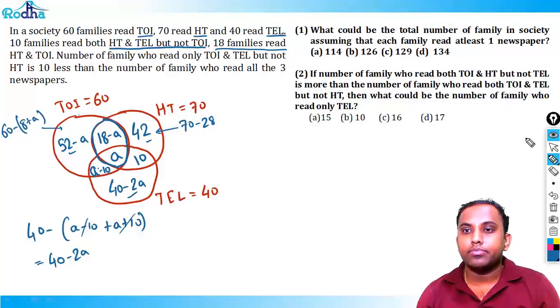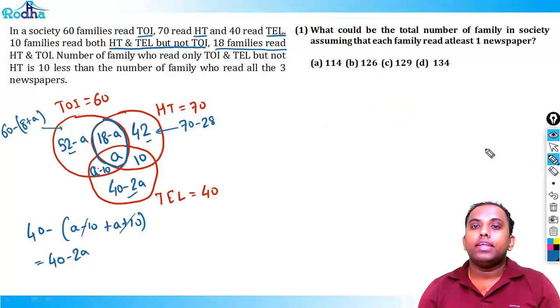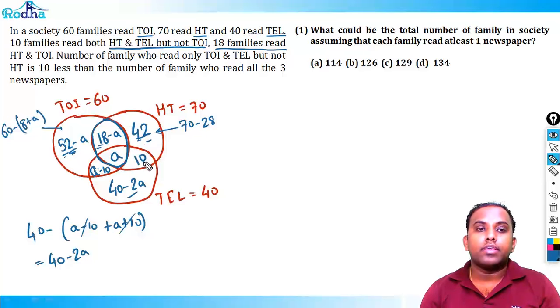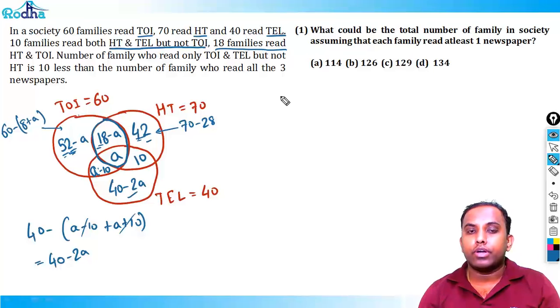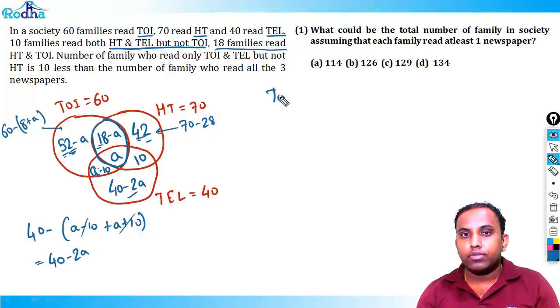Let's see question number one here. What could be the total number of families in society, assuming that each family reads at least one newspaper, right? So if you calculate the total number of families in society, that means the sum of all these circles inside a circle part, right? If you add it up, you see 52 plus 18, 70. 70 plus 42 is 112. 112 plus 10, plus 10 minus 10 will get cancelled. So 112 plus 40, 152. Okay. So you get 152 as the total value of the circles, right?